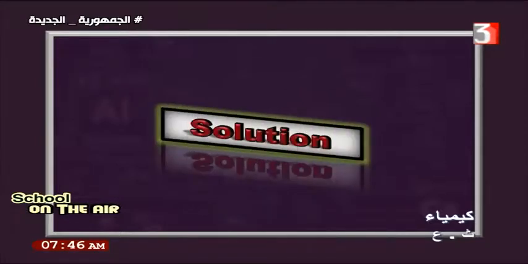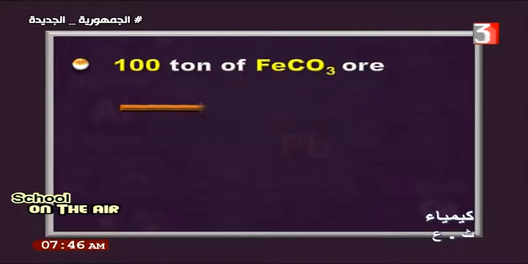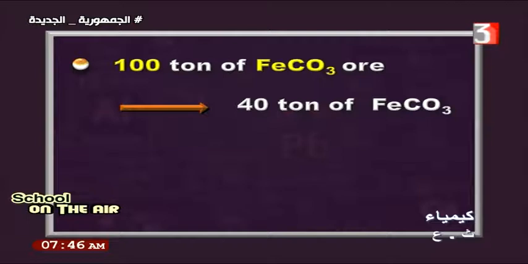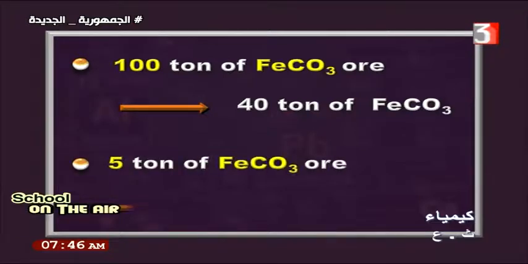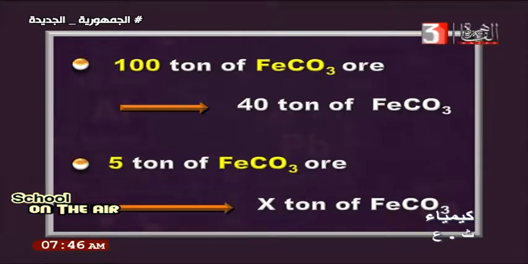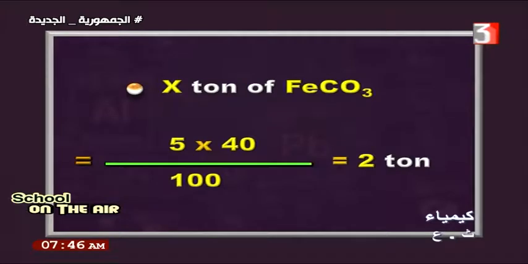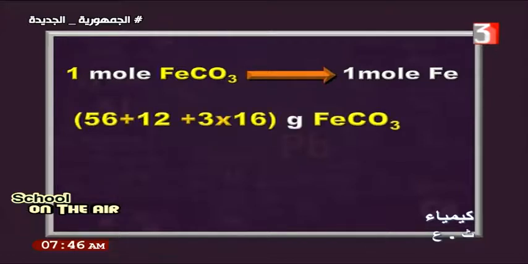What is the solution of this problem? Here 100 ton of ore gives 40 ton of pure iron 2 carbonate. So 5 ton of ore gives x ton of pure iron 2 carbonate. So the amount of pure iron 2 carbonate, as shown on the screen, will be 2 ton by cross multiplication. Here, 1 mole of iron 2 carbonate contains 1 mole of iron.